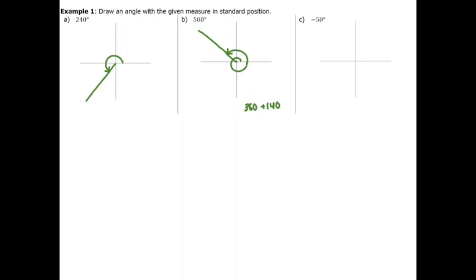Now, negative 50 degrees. We measure negative angles by starting on the positive x-axis and going clockwise. So negative angles are measured moving clockwise. Negative 50 means we're about halfway through this quadrant. We start on the positive x-axis, and that gets us to negative 50, right? And that would be that angle right there.